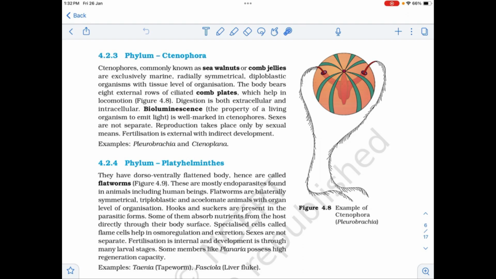The sexes are not separate. Reproduction takes place only by sexual means. Fertilization is external with indirect development. Examples: Pleurobrachia and Ctenoplana. And we can see Pleurobrachia, this is the example.